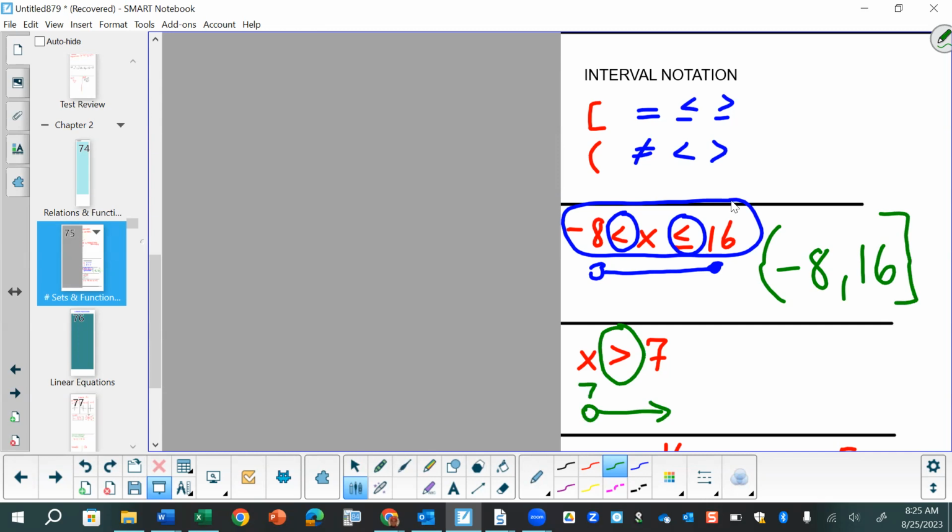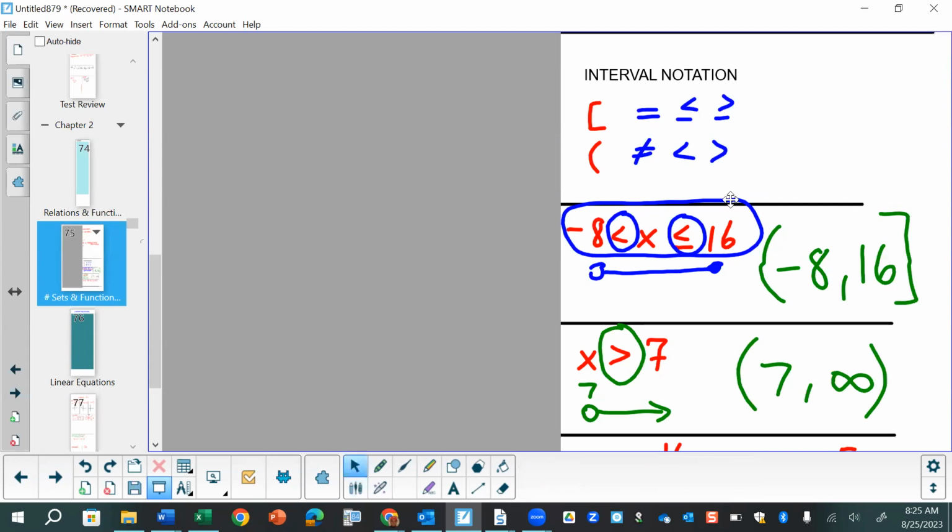Going greater than. So how do we say that? It started where? 7. And where did it end? It never did. So what do you put here? Infinity. Okay. Infinity always gets parens. What does this guy get this time? Paren. That's how you do it.